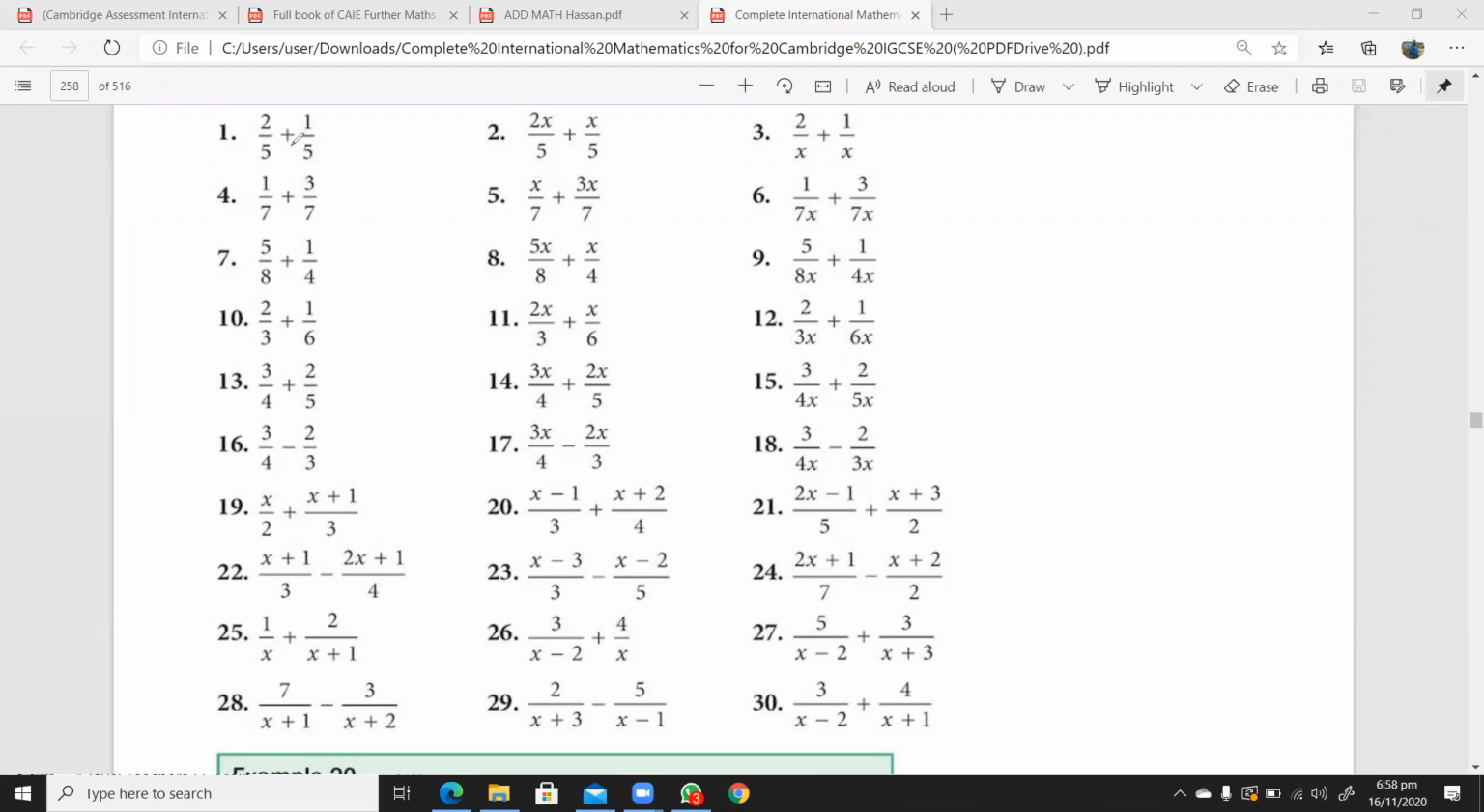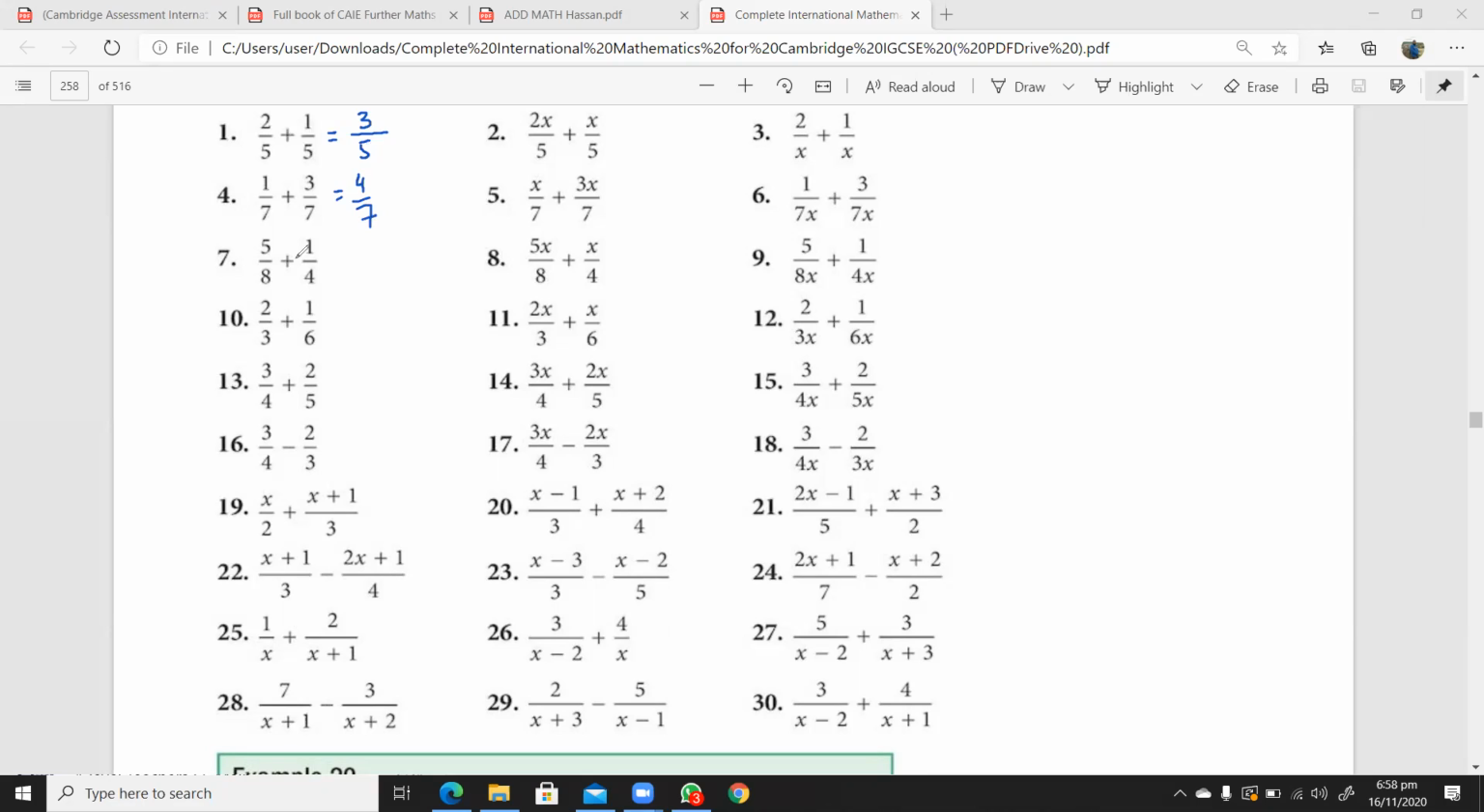Okay, now this is 2 over 5 plus 1 over 5. If you say these are 2/5 being added with 1/5, that is clearly going to be 3/5. Okay, 3/5. This next one is going to be 4/7.